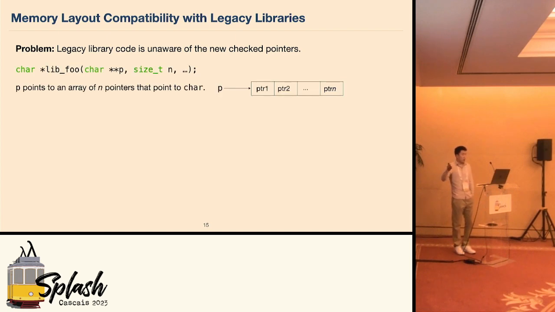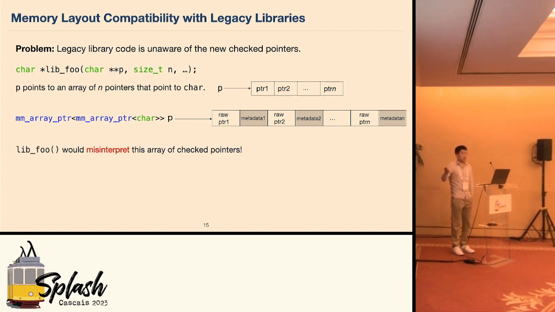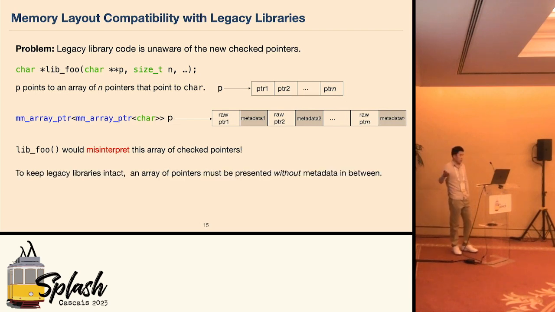Here, for example, we have a library function that takes a pointer to an array of m pointers pointing to characters. In memory, it looks like this, all pointers sitting together. However, when we have an array of checked pointers, in memory we have all the metadata interspersed between the raw pointers. So the library function would now misinterpret this array of checked pointers because it would incorrectly assume the metadata to be pointers. So if we want to keep the legacy library intact, then an array of pointers must be presented without metadata in between for the library to use.